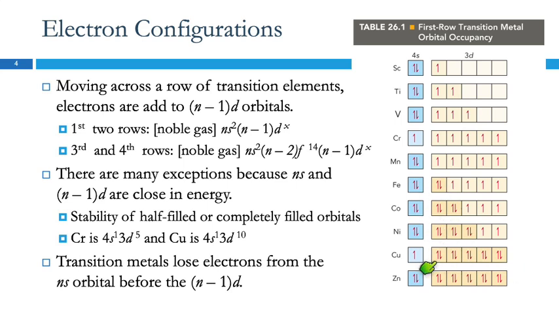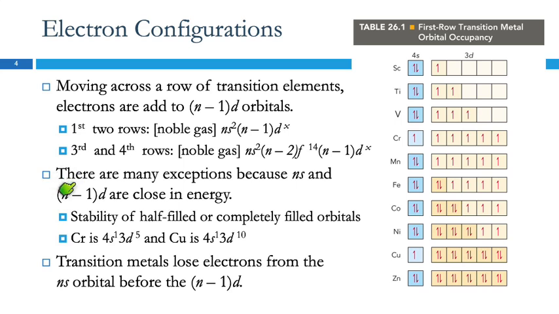And then we have another weird one. For copper, we can get better symmetry by having a half-filled s sublevel, and then the d sublevel is completely full. It's a very simplistic way of explaining those things. The real reasoning is much, much more complicated. And then for zinc, now we've got the 3d sublevel full.